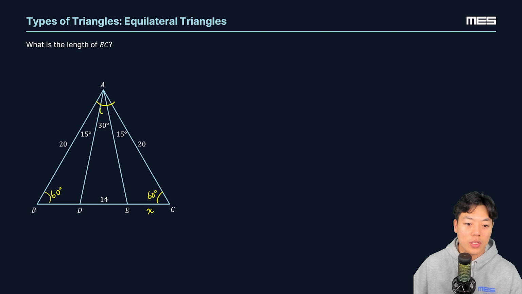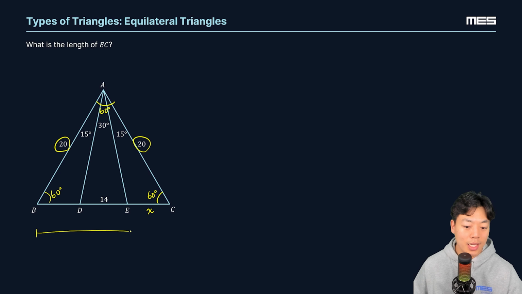And this all together is also 60 degrees. And we can tell because we have 30, 15, 15, adds up to 60. Now, we're given the side lengths, 20, 20. So we know BC all together is 20. Well, 20 minus 14 is 6.